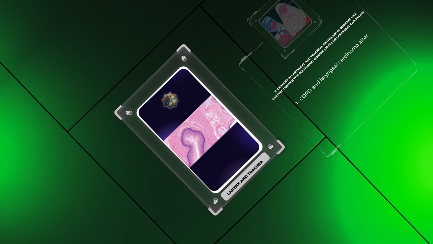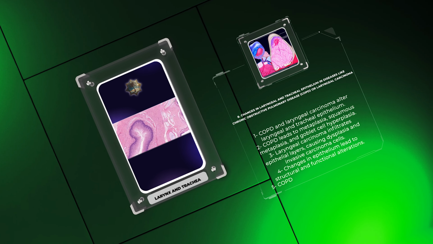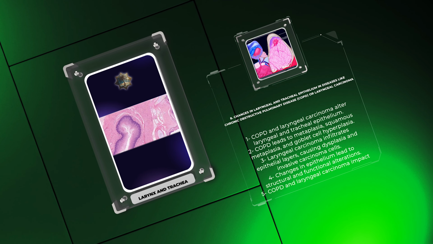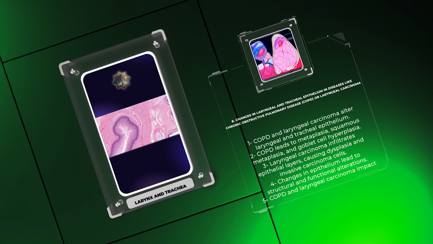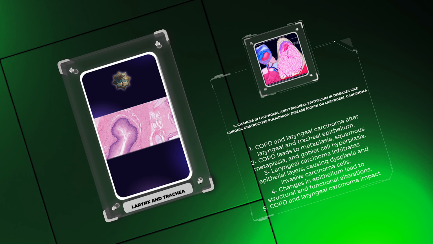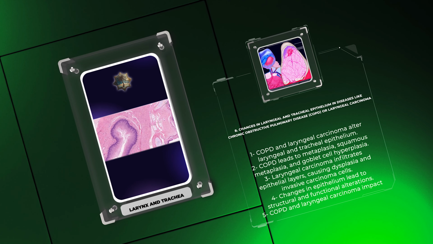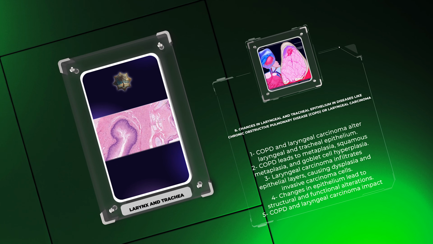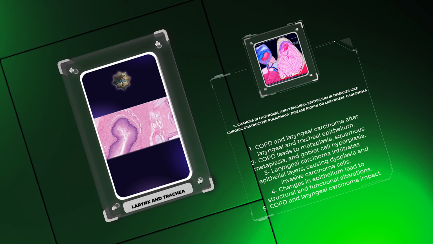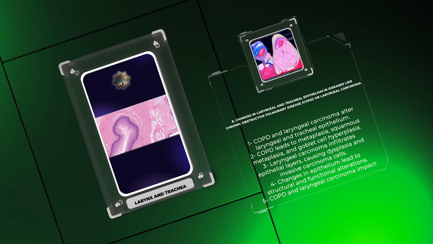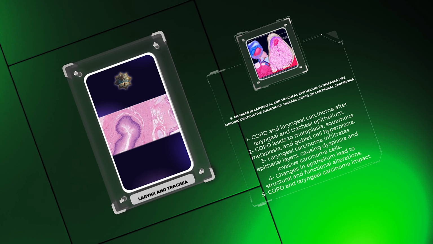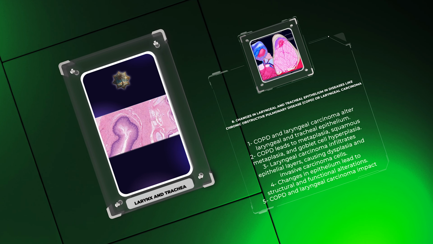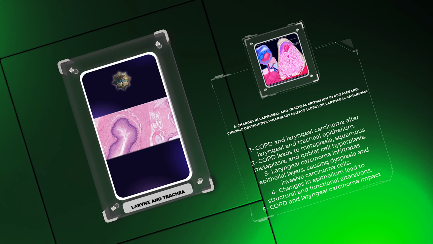Diseases such as chronic obstructive pulmonary disease, COPD, and laryngeal carcinoma can cause significant alterations in the laryngeal and tracheal epithelium. In COPD, chronic inflammation and exposure to irritants lead to metaplasia of the respiratory epithelium. Squamous metaplasia and goblet cell hyperplasia are common findings. In laryngeal carcinoma, dysplasia and invasive carcinoma cells can infiltrate the epithelial layers, leading to structural and functional changes.